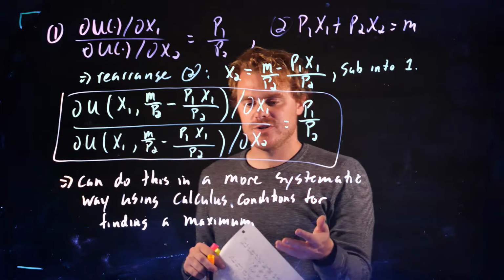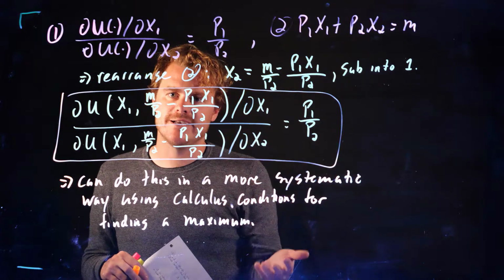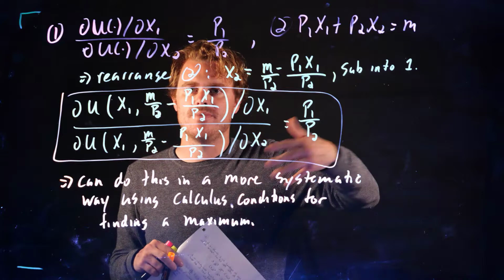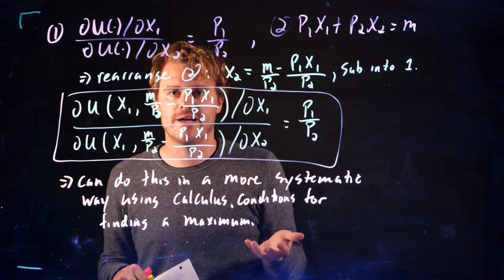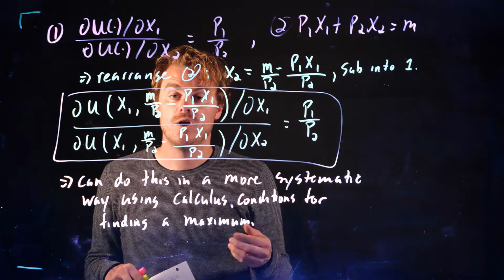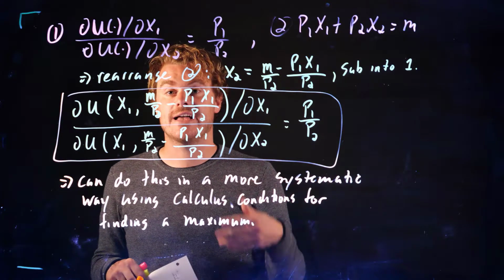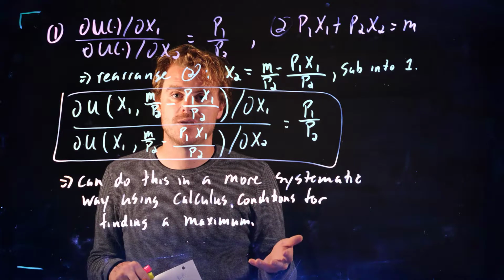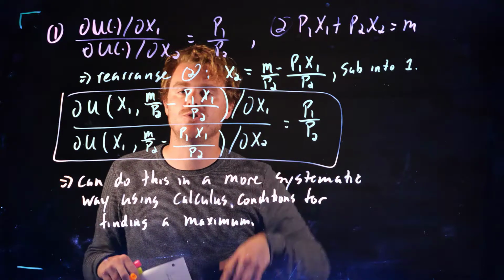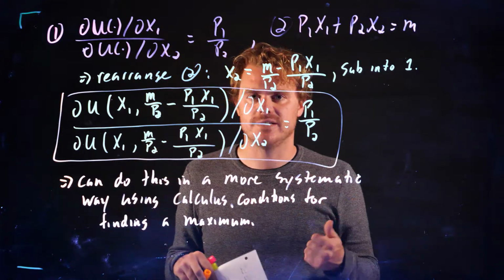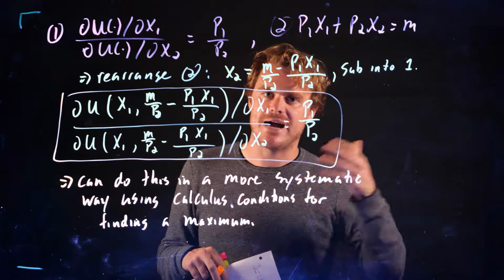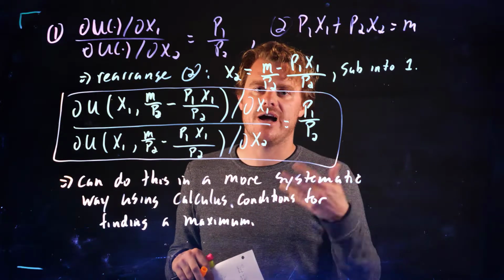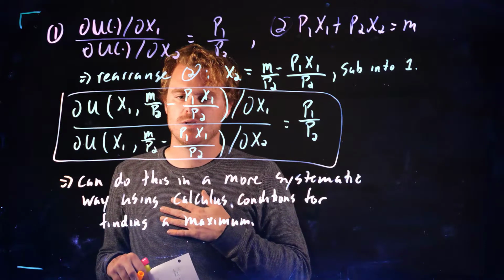But we can also use these ideas of maximization. We could transform this into an unconstrained maximization problem, or we can use a Lagrangian and look at a constrained maximization problem and solve it that way. So let's look at those two methods, and then we'll come back to the Cobb-Douglas example and derive those demand functions.